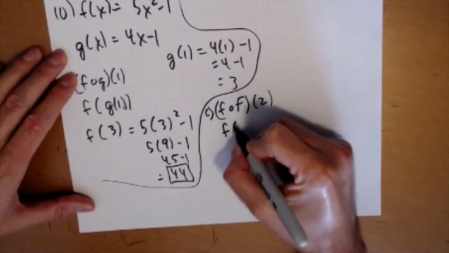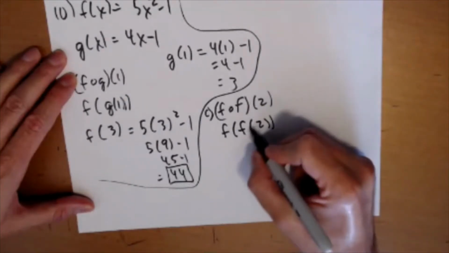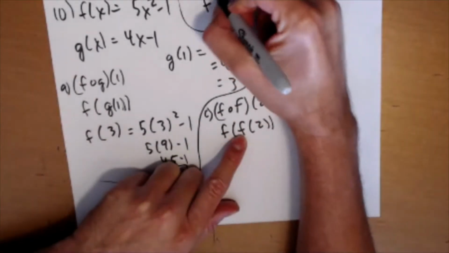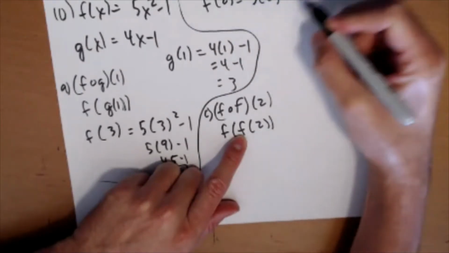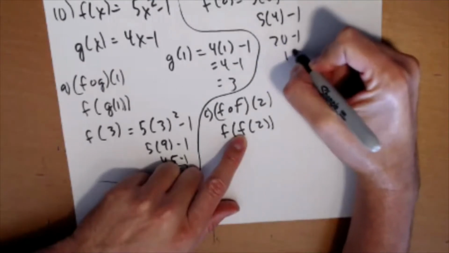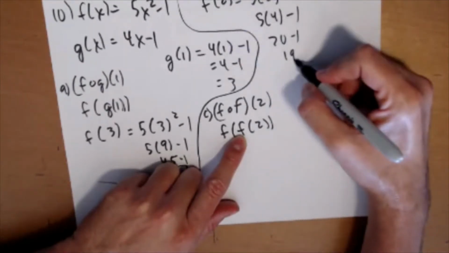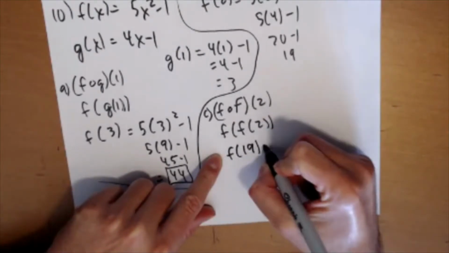So that's f of 2. Okay. So what is f of 2? Well, let me do that off to the side. f of 2 is 5 times 2 squared minus 1. That's 5 times 4 minus 1, 20 minus 1. That's 19. So f of 2 is 19. Okay, well, let's substitute that in. So f of 19.